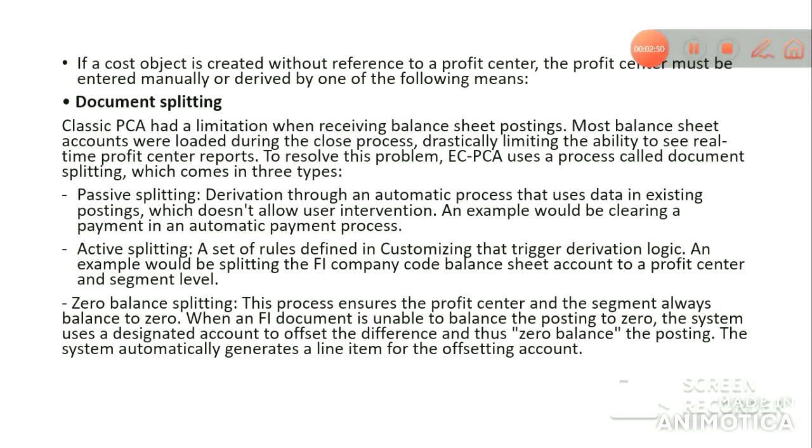So as we have seen here, we have passive splitting, active splitting and zero balance splitting. Passive splitting is where the information derives from the invoice, and active splitting is where the balance sheet account is split to profit center and segment level. And zero balance splitting is when a document is unable to balance the posting to zero, then the difference amount will be posted to the zero balance account.